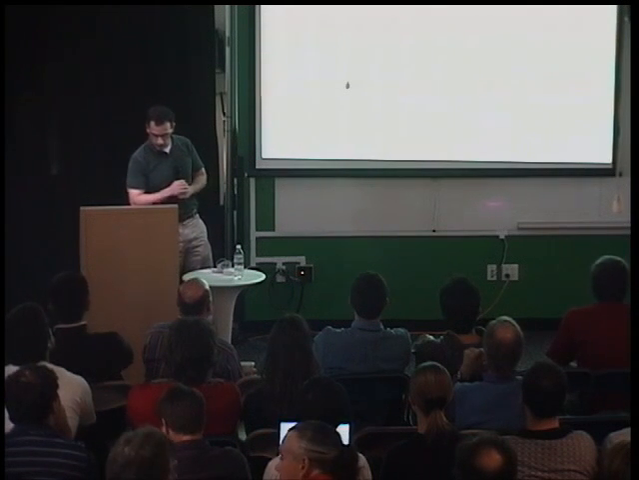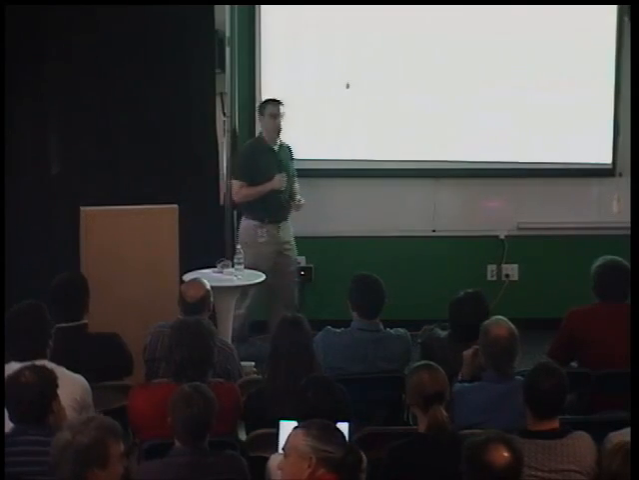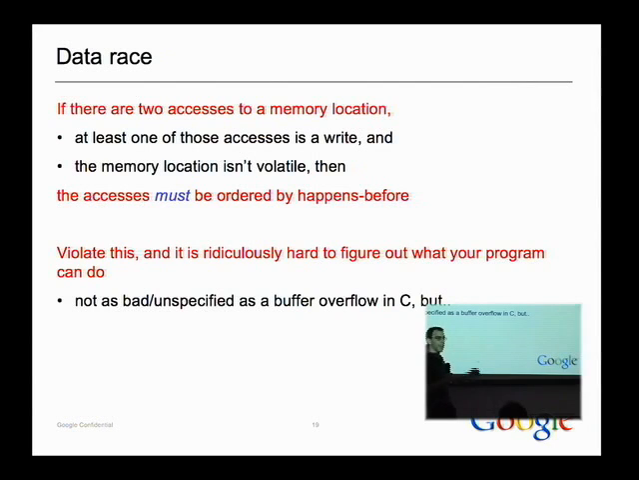OK, so a data race. If there are two accesses to a memory location, and at least one of them is a write, then the accesses must be ordered by happens before. I meant to take out that thing about volatile, so don't pay attention to it. Otherwise, you're in something called a data race. If you recall the first example I showed you with X and Y being read and written in the opposite threads, that was a data race because there was no synchronization between the two threads. There was no ordering between them establishing a happens before order among X or among Y.